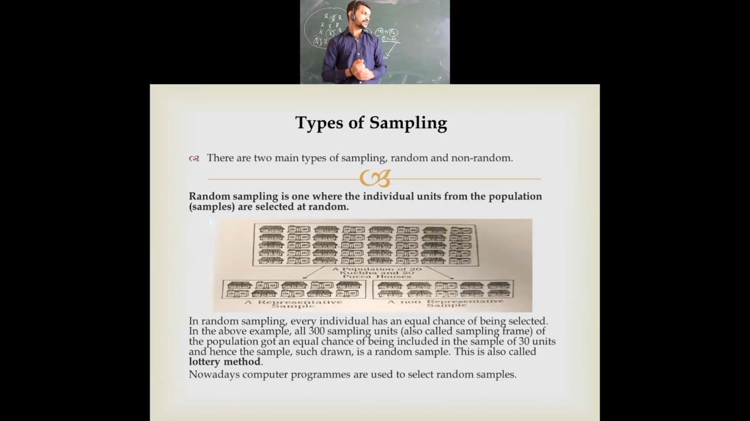There it has been mentioned, includes the sample of 30 units, and hence the sample such drawn is random sample. This is called the lottery method. Now this is one kind of lottery as well. Out of the total number of people, like I am telling you, 300 people or 300 houses are there over here. In that, what I am going to do is like a lottery system.